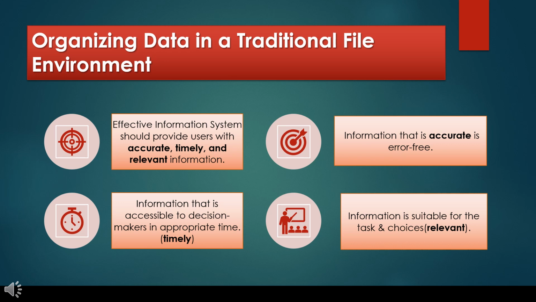An effective information system provides users with accurate, timely, and relevant information. Accurate information is free of errors. Information is timely when it is available to decision makers when it is needed. Information is relevant when it is useful and appropriate for the types of work and decisions that require it. Now, many businesses don't have timely, accurate, or relevant information because the data in their information systems have been poorly organized and maintained. That's why data management is so essential.